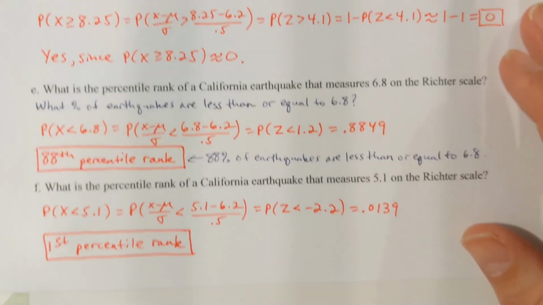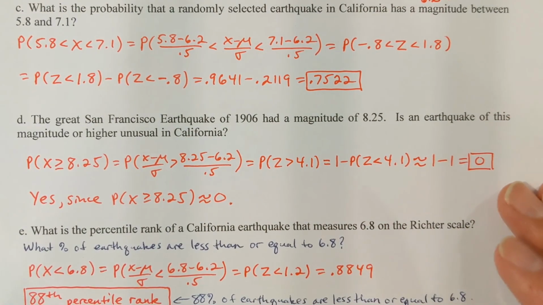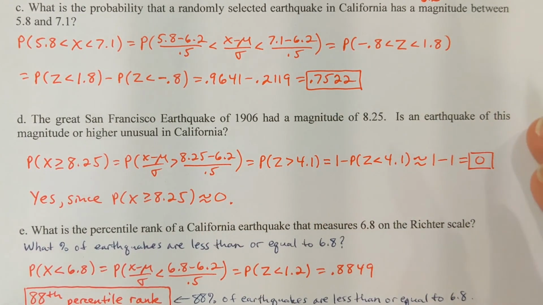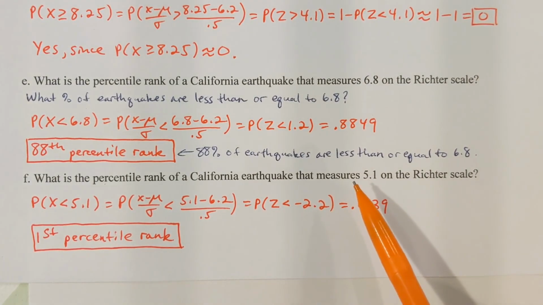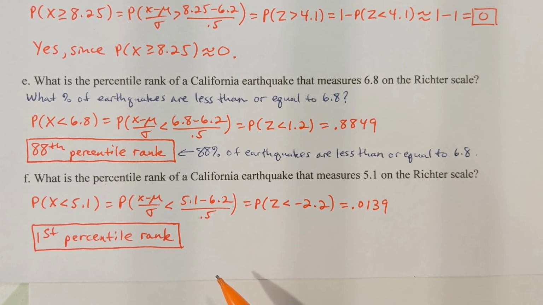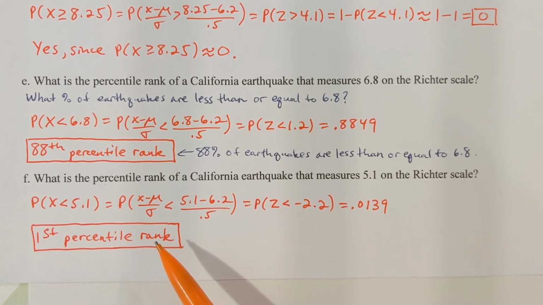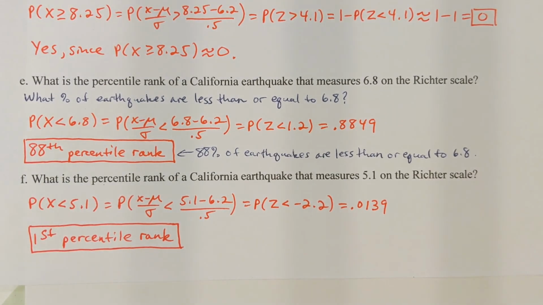Now we were talking about how the Great San Francisco Earthquake was a very unusual thing. We just don't see earthquakes of that magnitude occurring. On the other hand, if an earthquake happened in California and it measured 5.1 on the Richter scale, that would also be unusual, because only 1% of the data is less than 5.1 on the Richter scale. So we don't see very weak magnitudes occurring, more specifically numbers that are less than 5.1 on the Richter scale, that just doesn't happen much at all either. We'll stop right there.